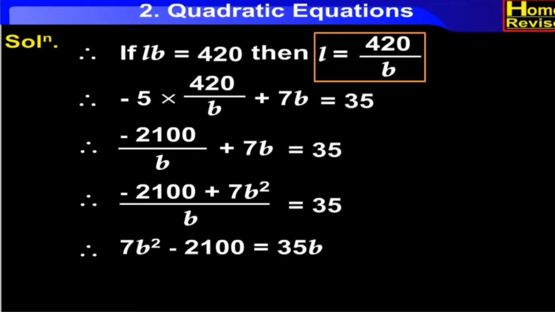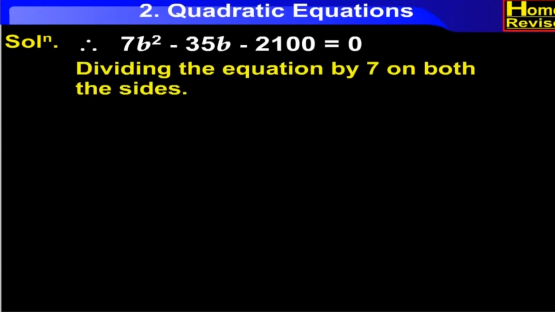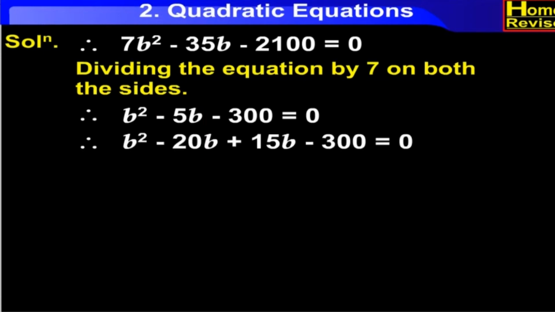Therefore, 7B square minus 2100 is equal to 35B. Therefore, 7B square minus 35B minus 2100 is equal to 0. Dividing the equation by 7 on both sides, we get B square minus 5B minus 300 is equal to 0. Splitting the middle term, we get B square minus 20B plus 15B minus 300 is equal to 0.